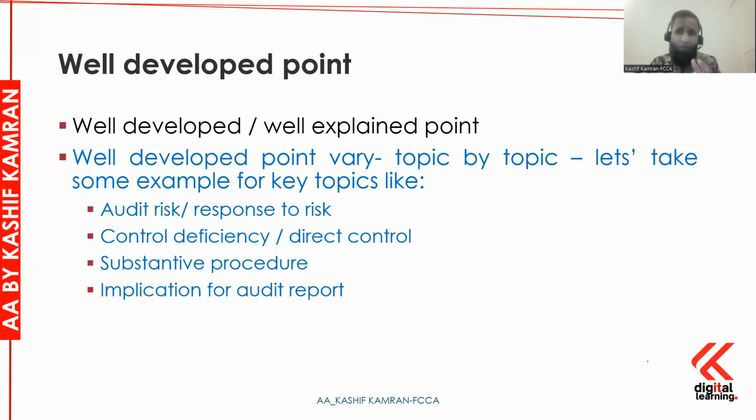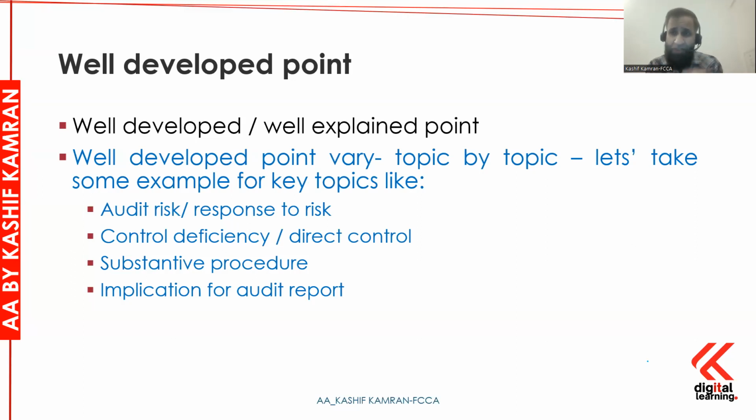So audit risk could be 3 to 4 sentences long. Response could just be 1 sentence long. Control deficiency, because you need to tell the implication of the deficiency. You need to tell if this is a deficiency, what's the implication. So might be like 3 sentences or 4 sentences long. Direct control could be 3 to 4 sentences long. Substantive procedure could be 1, max 2.